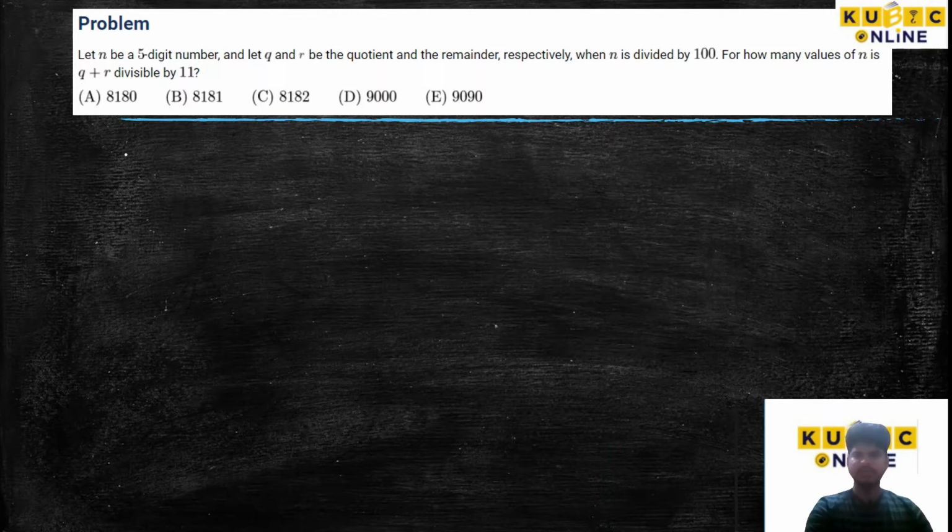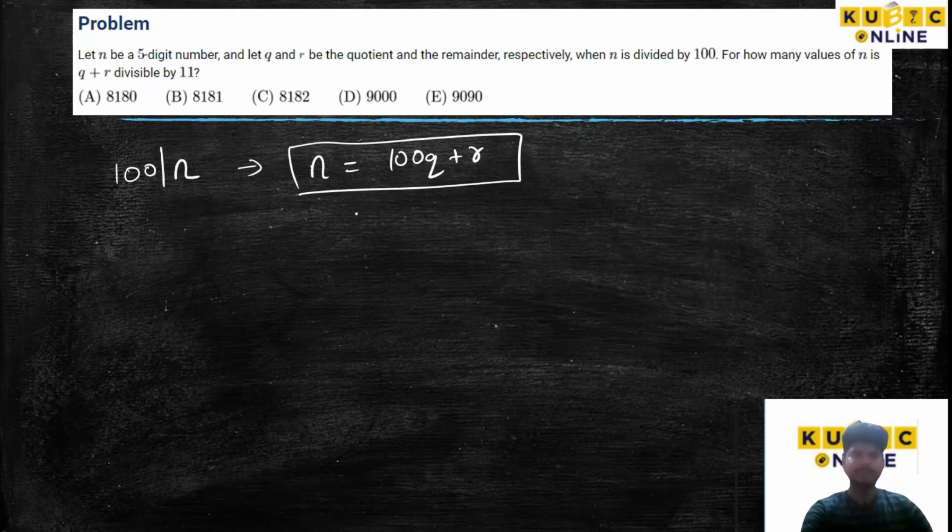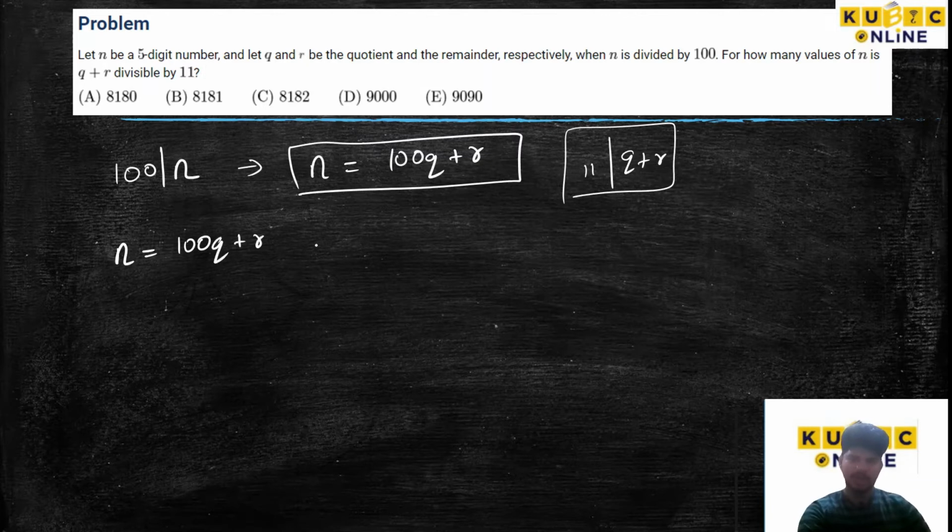Let n be a 5-digit number, and q and r be quotient and remainder respectively when n is divided by 100. So when 100 divides n, we have q and r. So I can write n as 100q plus r. For how many values of n does 11 divide q plus r? So we have been given n is equal to 100 times q plus r and 11 divides q plus r.